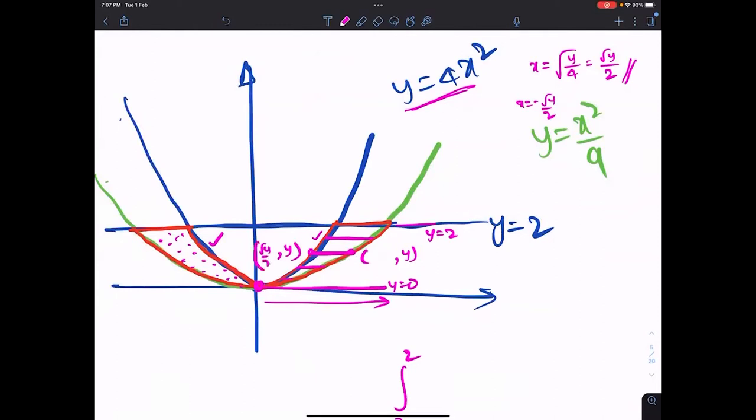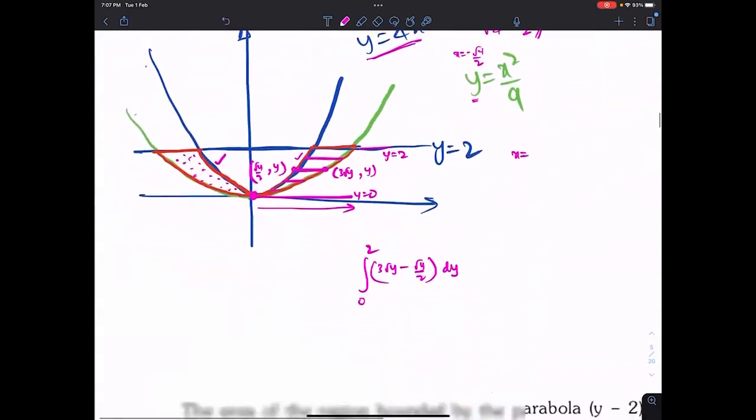What about the green color one? If the y coordinate is y, what will be the x coordinate? 3 root y you will get. Now simply, what will be the width? 3 root y minus root y by 2. Now what is the height of this one? dy. That's all. If you integrate this, you will get the answer.